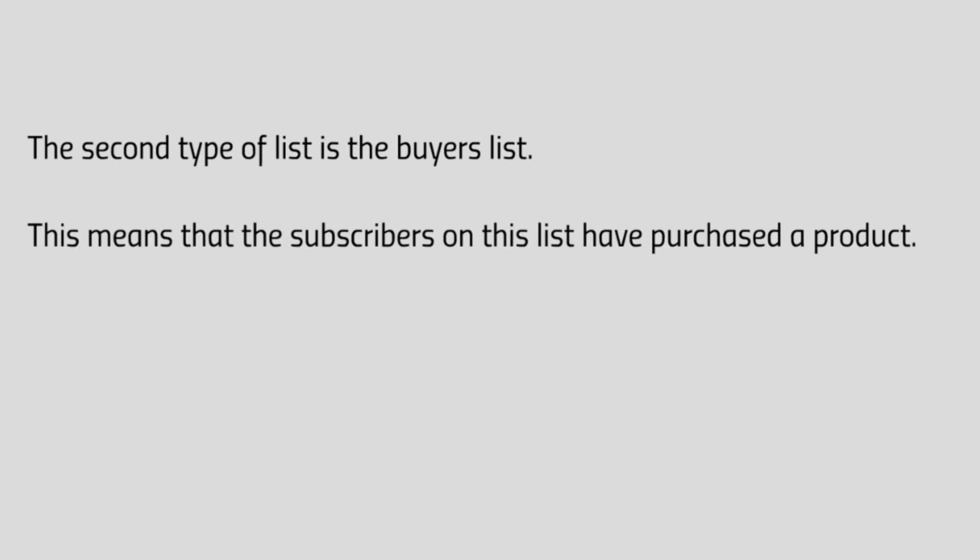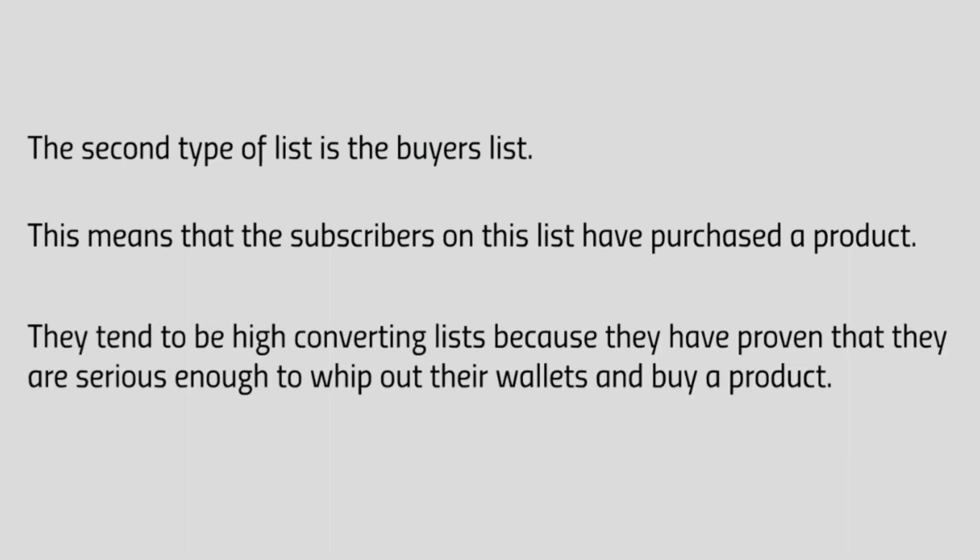Now, the second type of list is a buyer's list. This means that the subscribers on the list have actually purchased a product. So say, for example, somebody lands on your sales page. You're selling them something like a $7 or $17 item or whatever price point it is. They buy it and are added to your list. So that is basically a buyer's list. Now, these types of lists tend to be very high converting because they have proven that they're serious enough to whip out their wallets or their credit cards and buy a product.